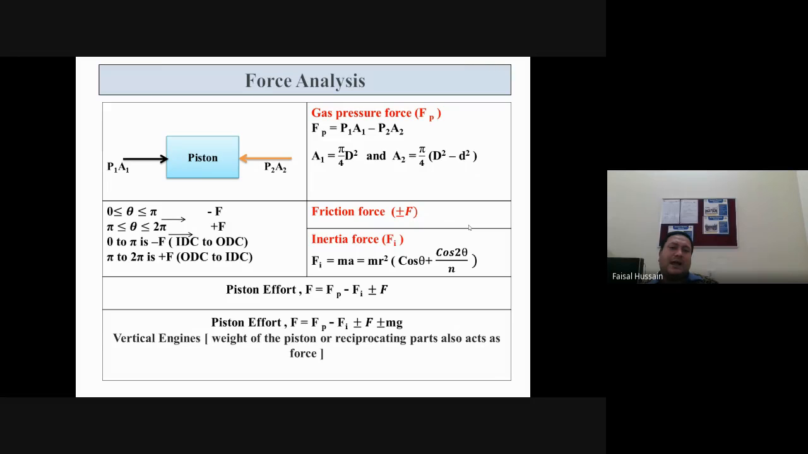So I have drawn a free body diagram of a piston. Now you can see, this is my piston. Here there will be a piston rod. I will draw another diagram like this. For example, the crank is on the right side. I will draw like this. This is my crank. This is my piston rod.